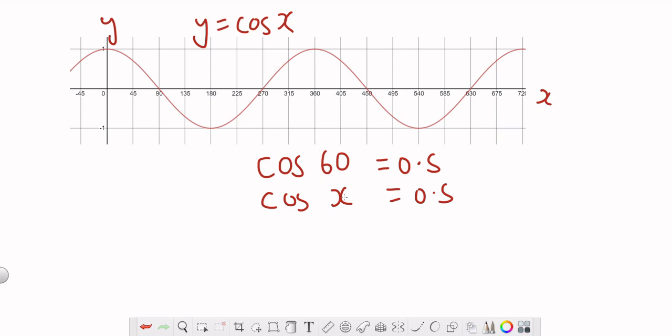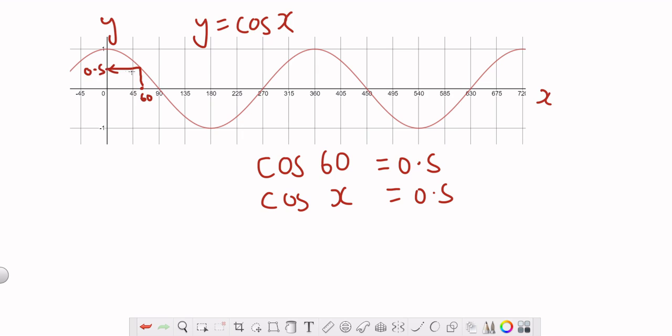We're not going to do it by trial and error. You're not going to do cos 61, cos 62, cos 63, and so on and so on until you get 0.5. You can use the graph to help you. Now 60, it doesn't have to be super accurate, but you know 60 is roughly here somewhere. Let's call that 60 over here. Let's draw a line to help us. When you hit the graph, turn left, 0.5. And remember, you don't need to be super accurate.